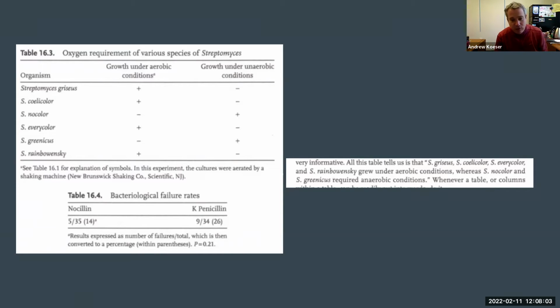Table 16.4, what is that? It's just two data points. So I think tables can be effective in drawing people's attention to things, but that is probably a little bit blatant.